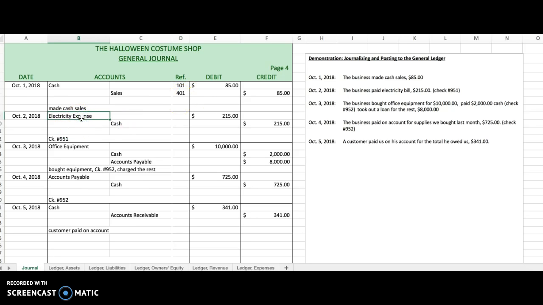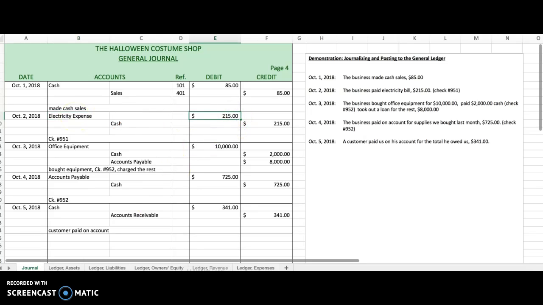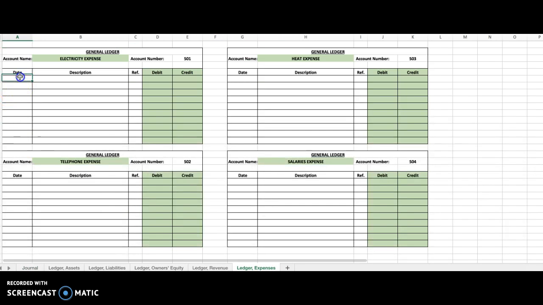Next one, electricity expense. Please remember that we use account names in the journal. So don't put electric bill here. The proper account name is electricity expense. It goes up because we paid more of this bill of $215. So we find the electricity expense account, obviously under expenses, and we put in the date, which is October 2nd, and the debit is $215, and again J4 comes from journal page 4. And expenses begin with a 5.